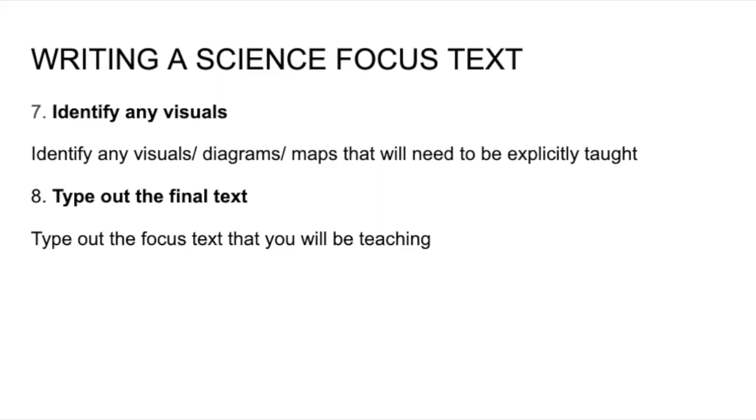In number 7, you identify any visuals, and I'll give you some examples in the next few slides. So any visuals, diagrams or maps that will need to be explicitly taught, because again, they will represent the language or the text that you're teaching to that class. And going back to our visual learner, they need that initially in order to understand the text. And then obviously as you're unpacking the text, they have that visual in their mind that they can go back to.